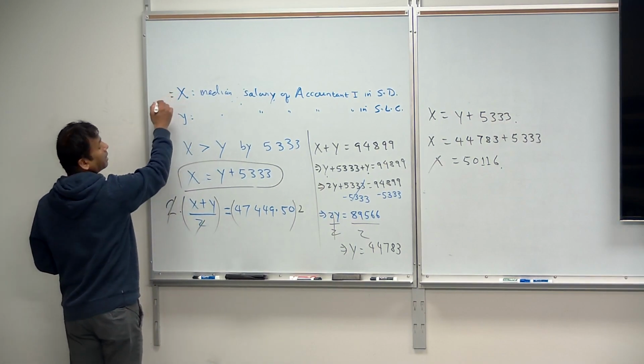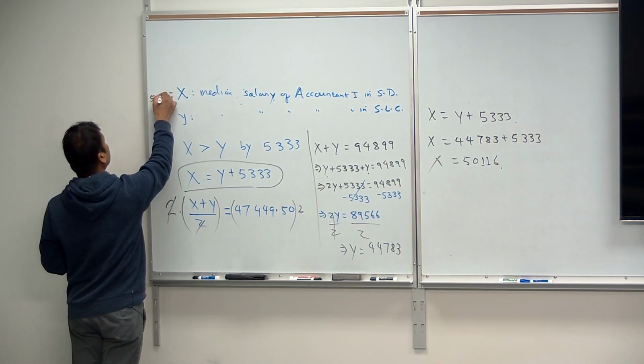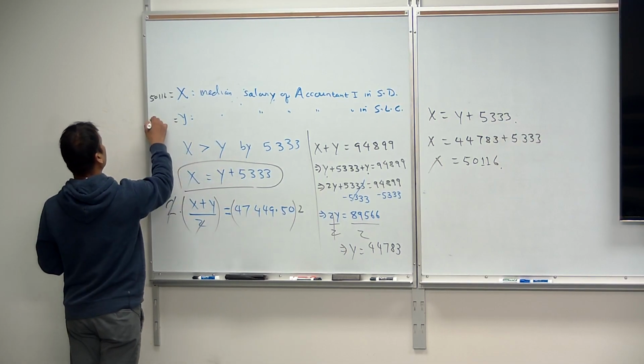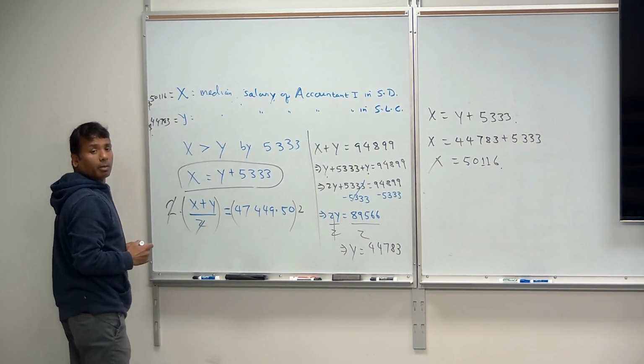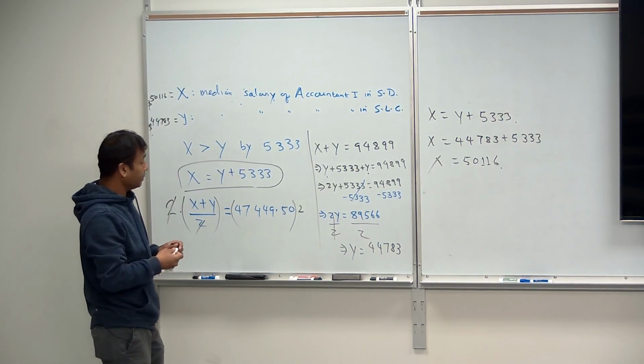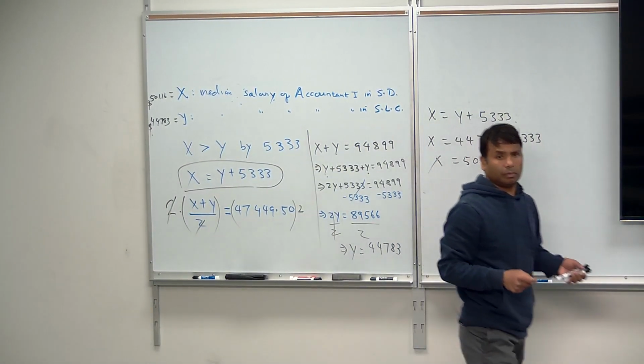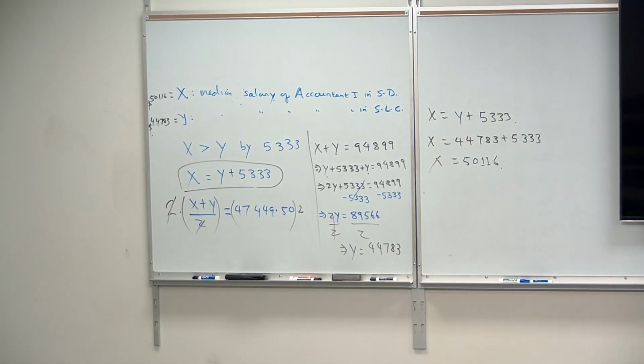So the value of X is 50116, and the value of Y is 44783. This is in dollars, okay? Are you with me? Does that make sense now? Okay. Look here. $50,116 and $44,783. That makes sense, right?